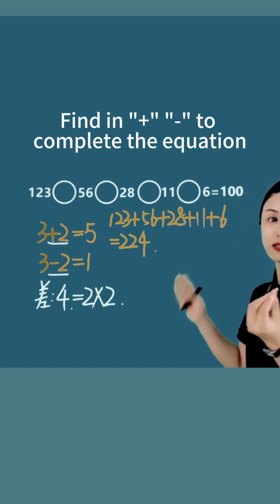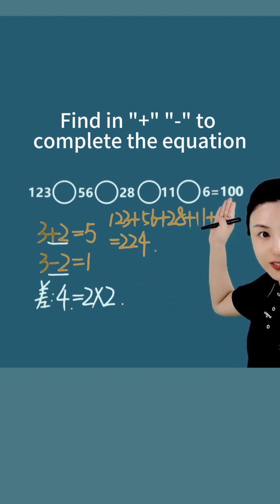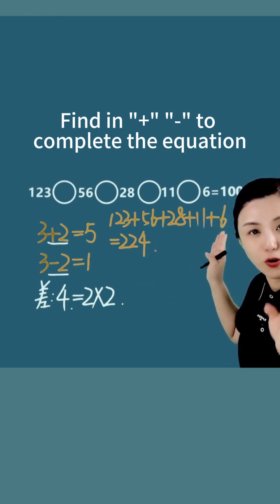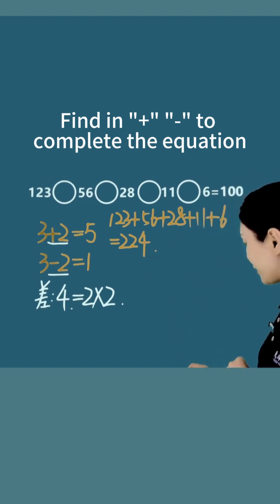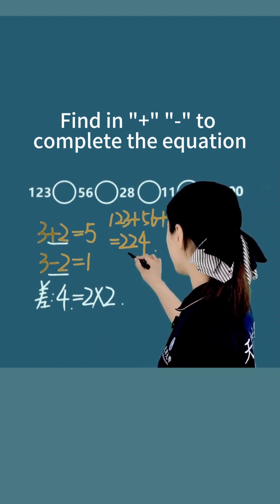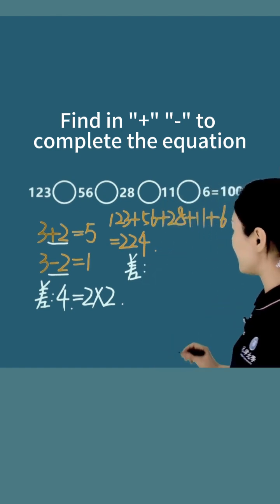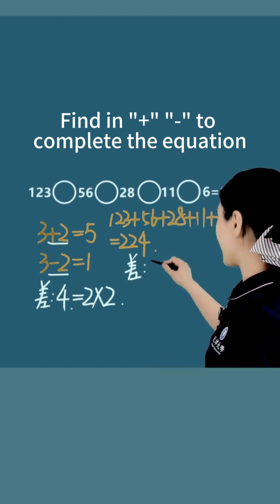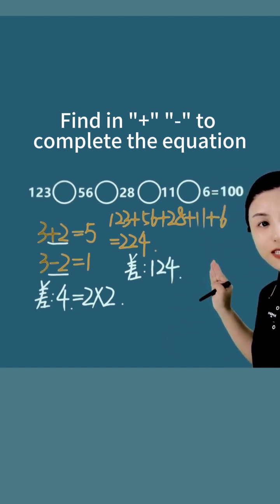But now the result is 100, not 224. Why did we get this result? Because some numbers in there betrayed. So what's the difference between them? Can we figure it out? What's the difference? Let's work it out. How do we do that? Just subtract 100 from 224, right? What's the difference between their sums? 224 minus 100. The difference is 124. All right, so the difference is 124.